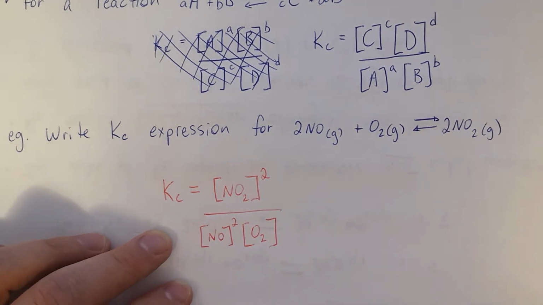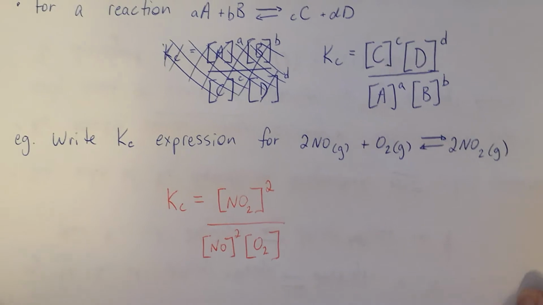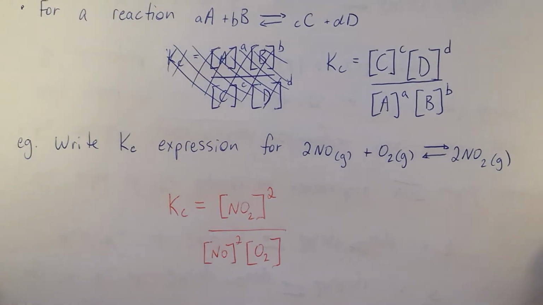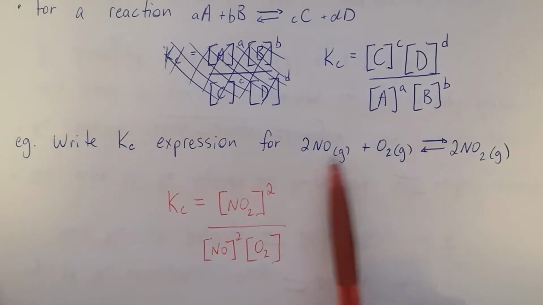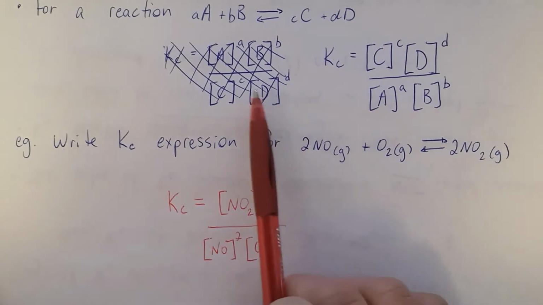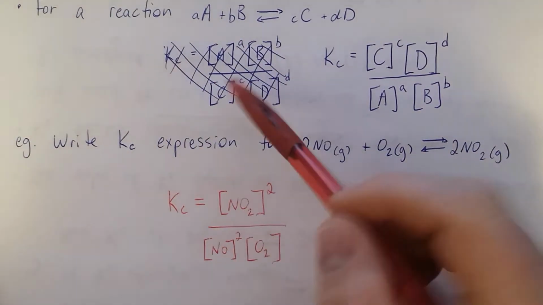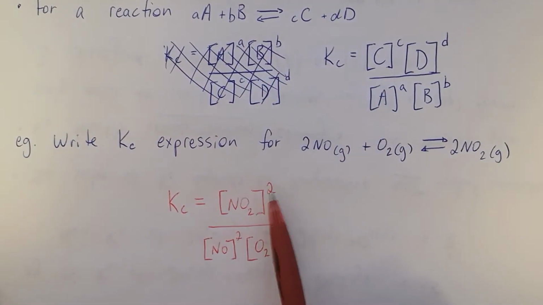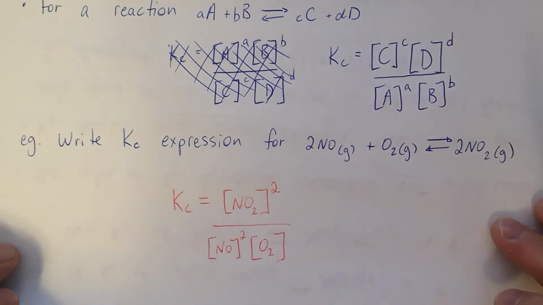The numbers are going to come later, but I want to show you it's really simple to write down a Kc expression. The most common mistake is to put the reactants on top. I did that in my explanation, but that's no good. I crossed it up. Always remember products on top.